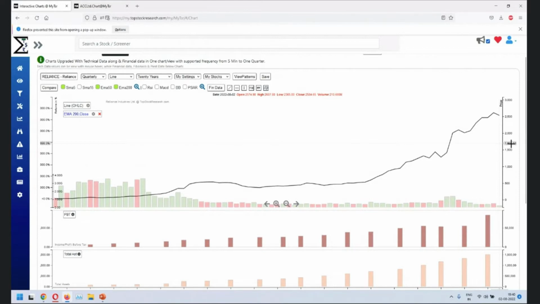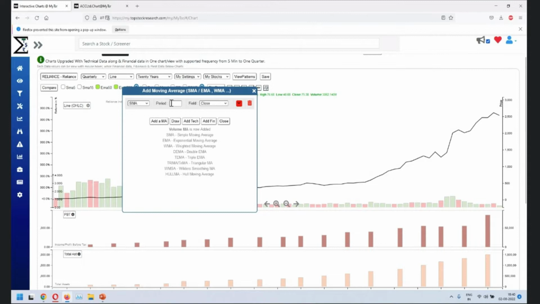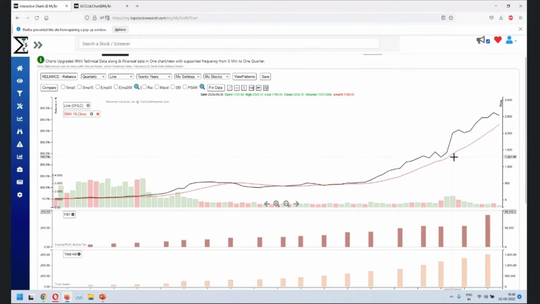Okay, there's no 200 moving average because we don't have 200 quarters available here. Maybe we change it; 200 quarters is a bad period, right? Let's draw a shorter moving average, maybe 10. Not 10 days here, it's 10 quarters, a 10 quarter moving average, because we have taken a quarterly chart.